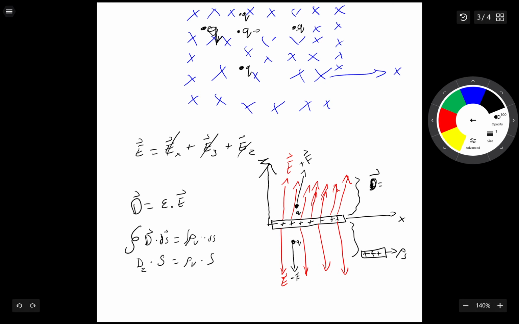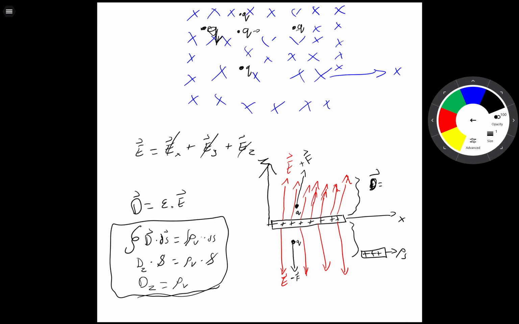Now, because our surface is the same, these surfaces will cancel out, and we will have our electric flux density as rho_v. This is a very vague explanation, but to make this video short, I don't want to get into explaining how we get the electric flux density being the same as rho_v.